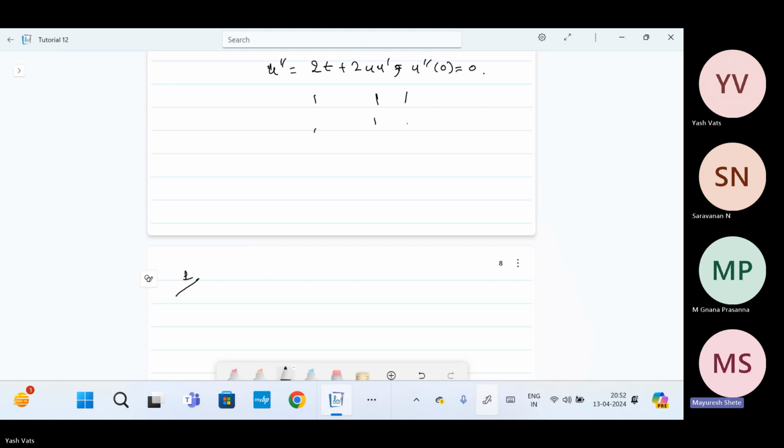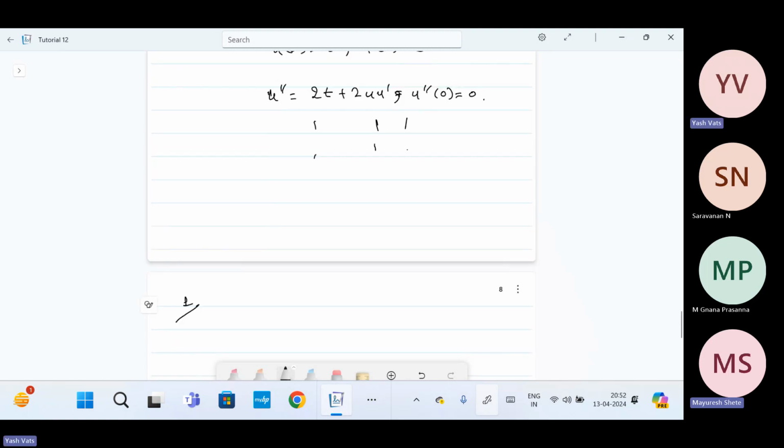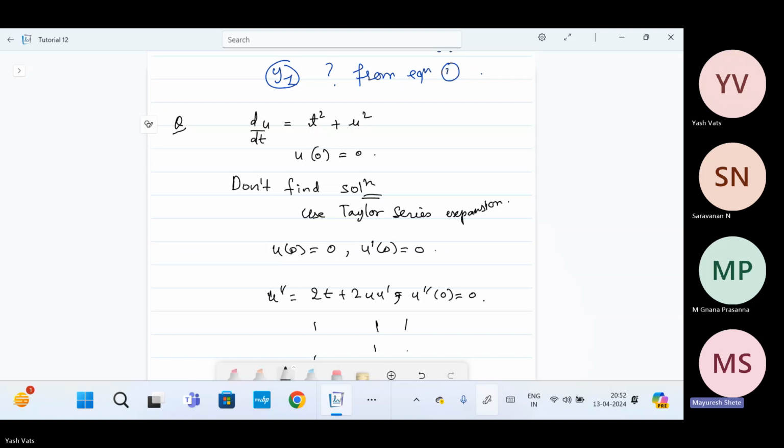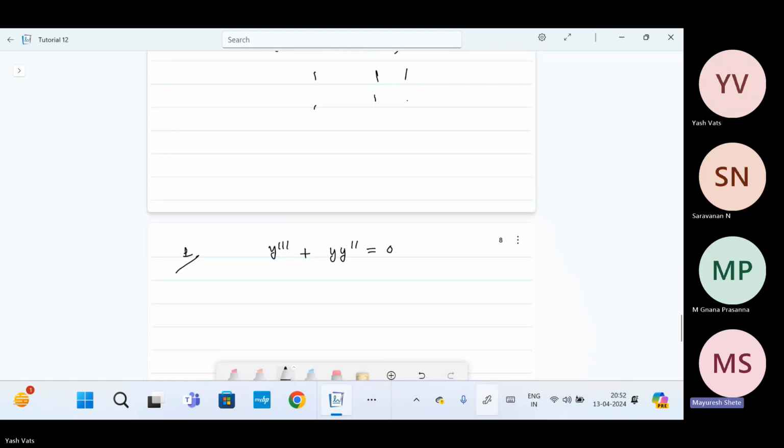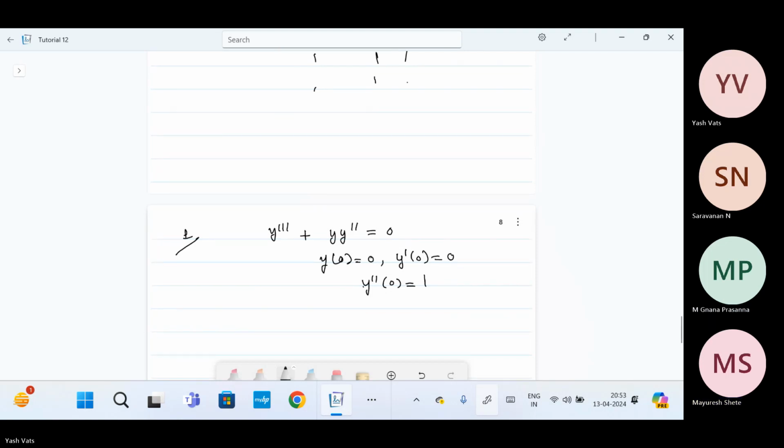Are you following me? y triple dash plus y dash is equal to 0. You are saying about the first question. y of 0 is equal to 0, y dash 0 is equal to 0, and y double dash of 0 is equal to 1. And it is asked to find the bound of error for the 3-term Taylor series.